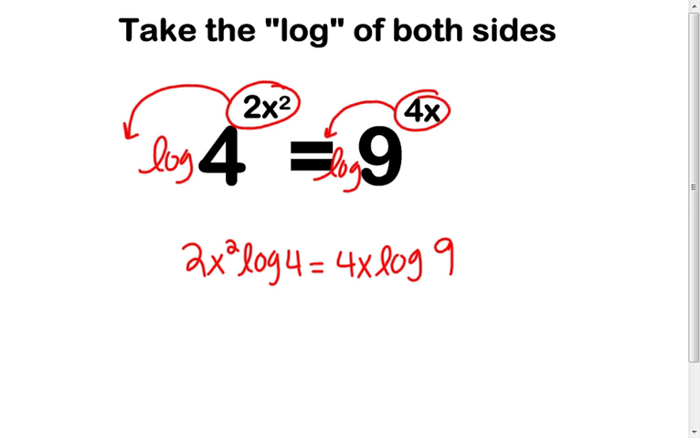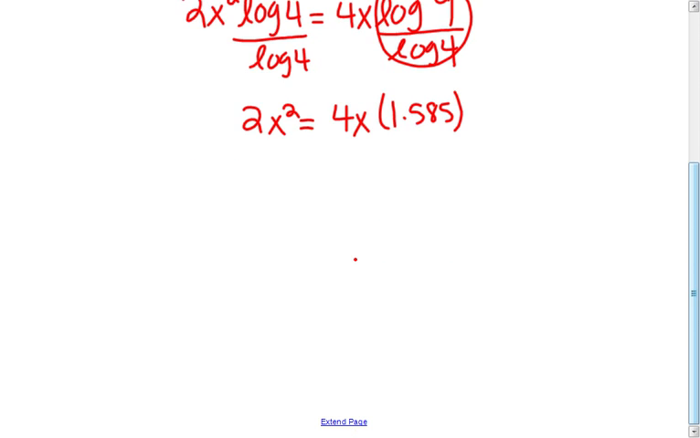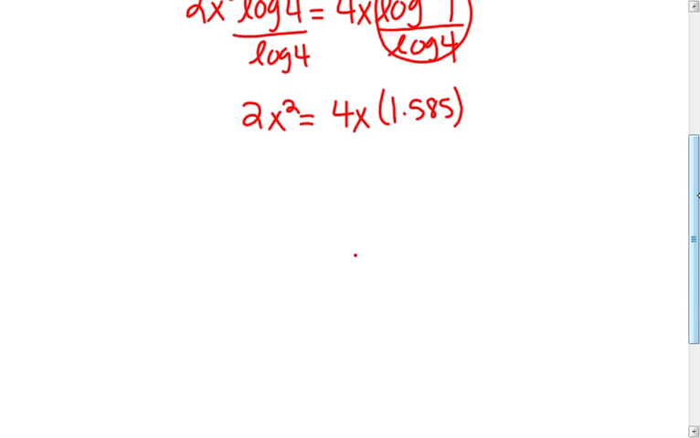Okay? Then I am going to divide both sides by log 4. And I will get 2x squared equals, you're going to need to put this quantity on your calculator. And when you do that, you should get about 1.585. And I'm having to round here, which is not perfect, but I don't really have a choice. Okay? And so then when I multiply 1.585 times 4, so I'm multiplying 4 times this times x, I will get about 6.34x.